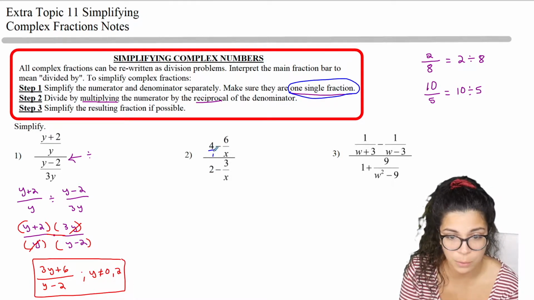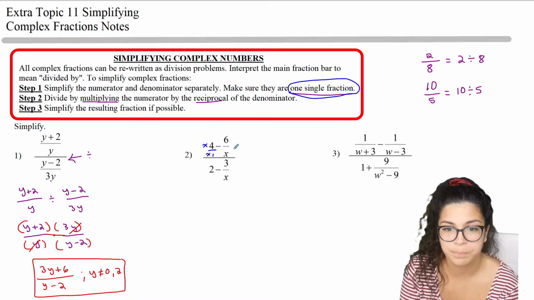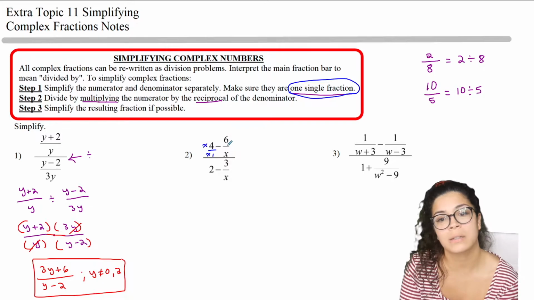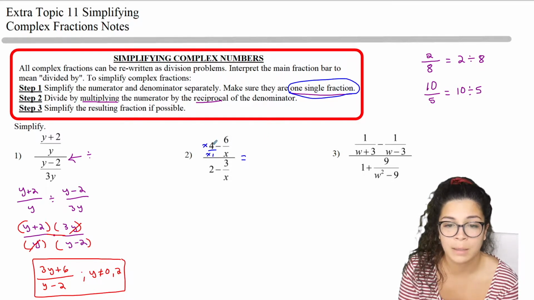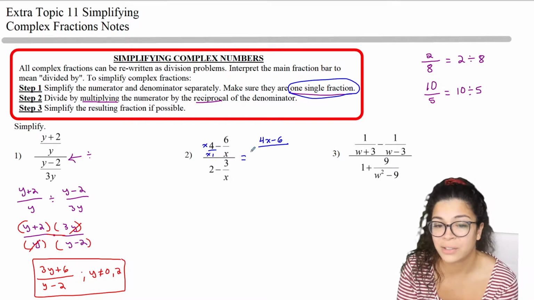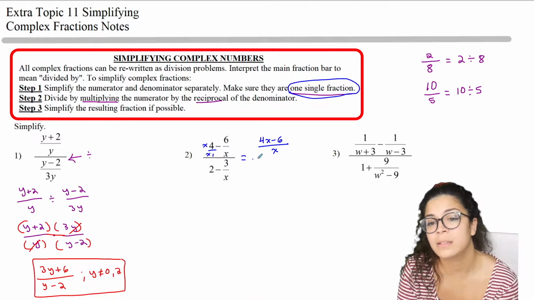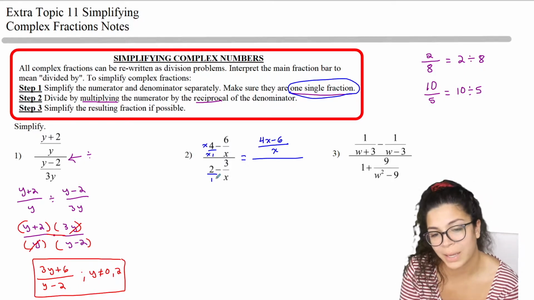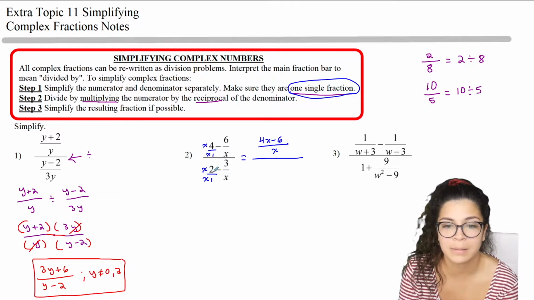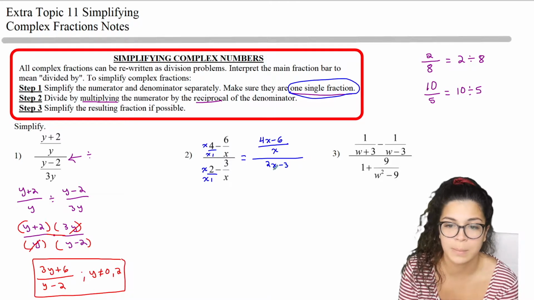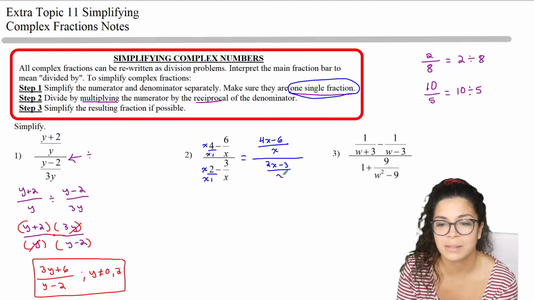So 4 is technically 4 over 1, so I'm going to multiply by x on top and bottom. So now I have 4x over x minus 6 over x. So that will be 4x minus 6, all over the denominator, which stays the same, x. And this is being divided by, now I need to do the same thing here, 2 over 1. So again, for the denominators to be the same, I'll just multiply by x on top and bottom. So I have 2x over x minus 3 over x, which would just be 2x minus 3. And then the denominator of x stays the same.